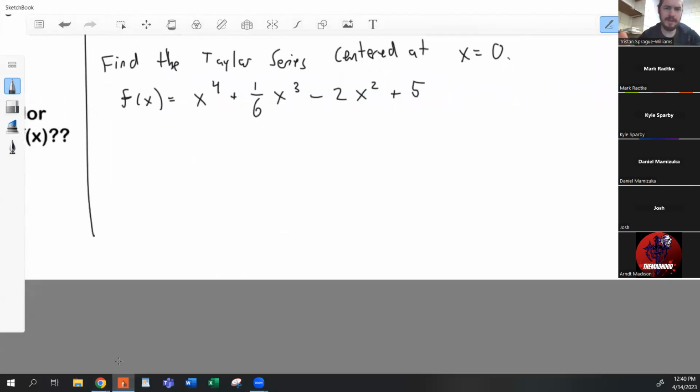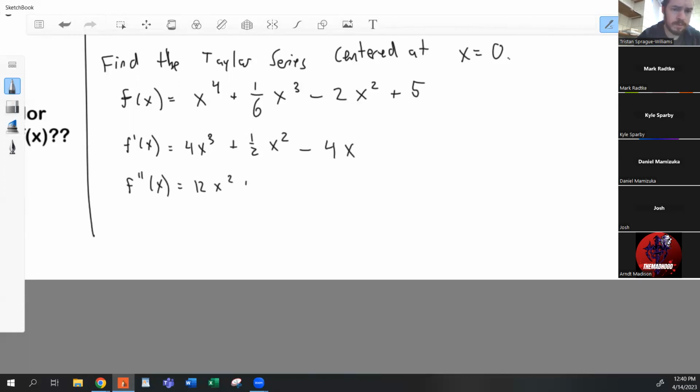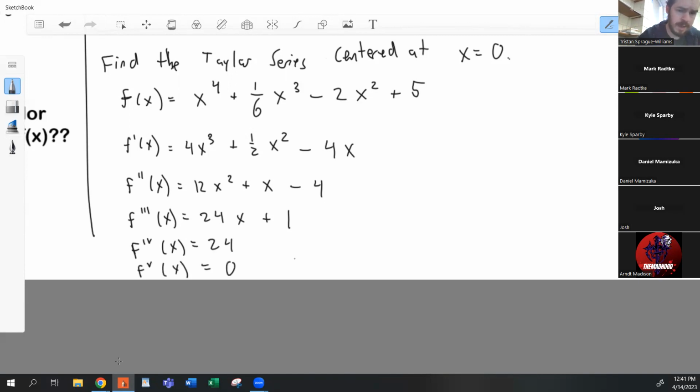All right, what have we got here? First thing first, let's take some derivatives. Second derivative. Third derivative. Fourth derivative. Fifth derivative. And then sixth derivative and onward.